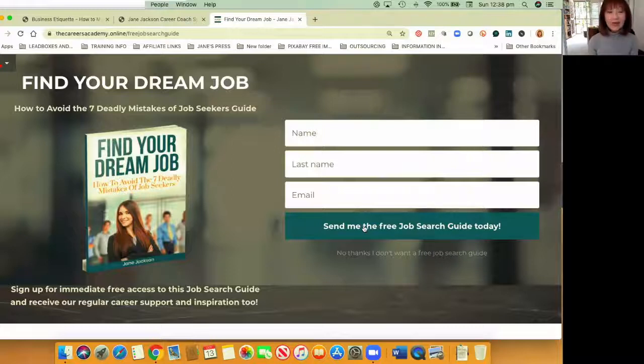So this is my way of capturing leads while also providing value, because the Find Your Dream Job, How to Avoid the 7 Deadly Mistakes of Job Seekers is a valuable ebook, which is a PDF download that people can download 24/7. How good is that?